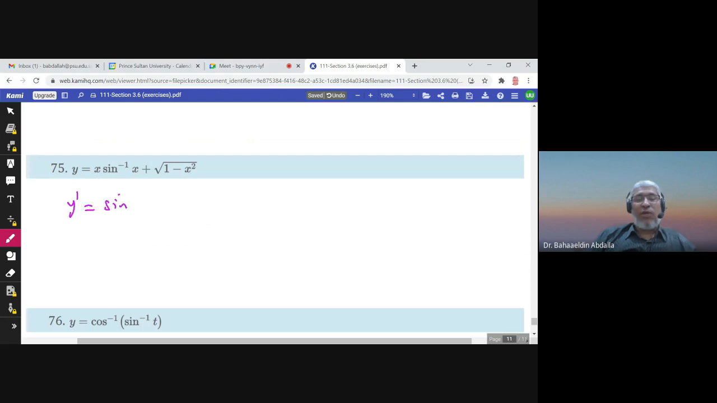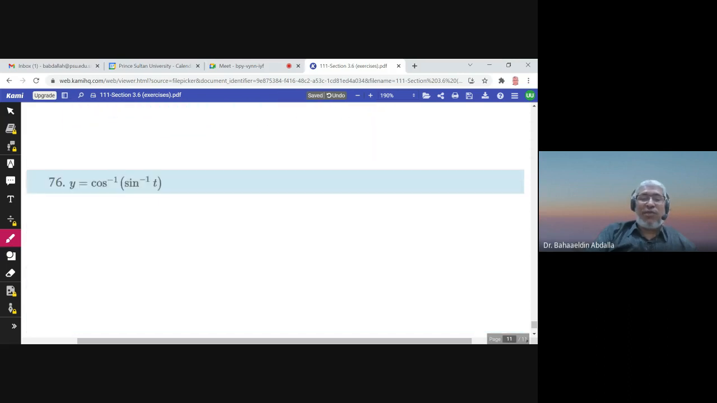Y prime is product. Derivative of x is 1 plus x times the derivative of sine inverse, which is 1 over square root of 1 minus x squared plus derivative of the square root is 1 over 2 square root 1 minus x squared times the derivative of 1 minus x squared, which is negative 2x. Okay, 2 cancels with 2. And I have x over square root minus x over square root. They cancel each other. And y prime would be just sine inverse x.